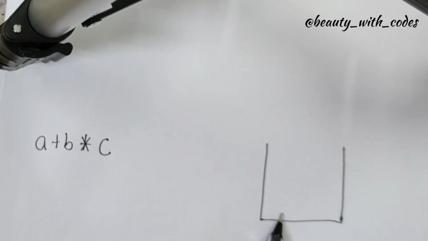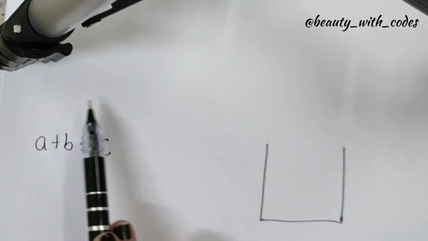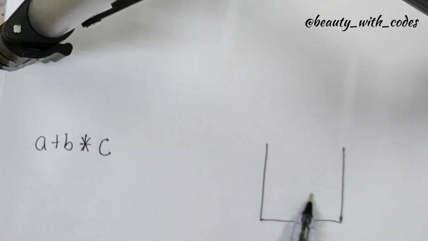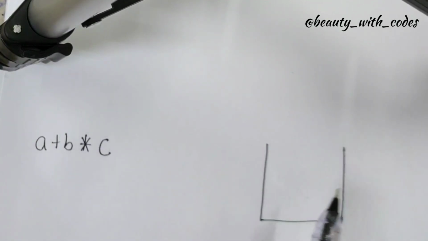So this is our stack, and I want you to keep in mind that only operators are supposed to be pushed into this stack. Two conditions are there, we'll discuss, don't worry. So only operators are supposed to be pushed, not the operands. So a, b or c are not going to be pushed into this stack. So what are the conditions? First, if the stack is empty, the operator is going to be pushed.